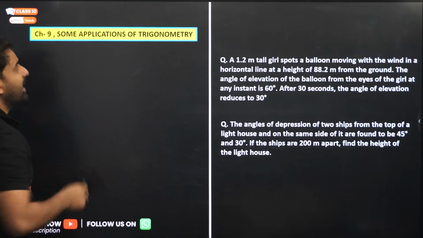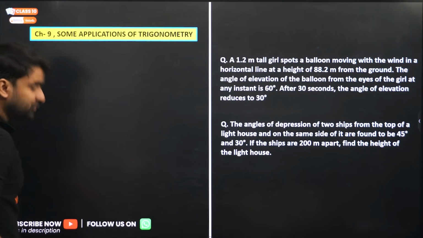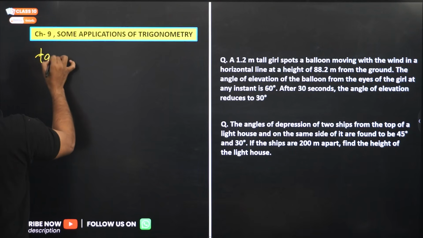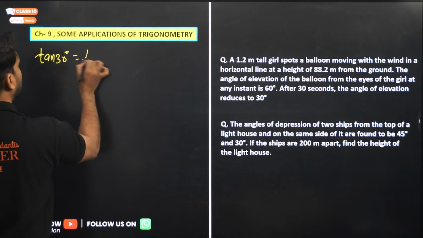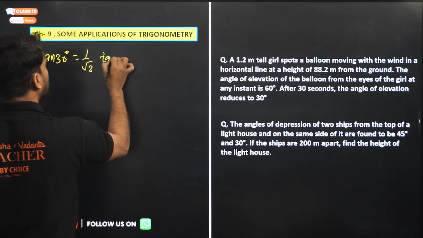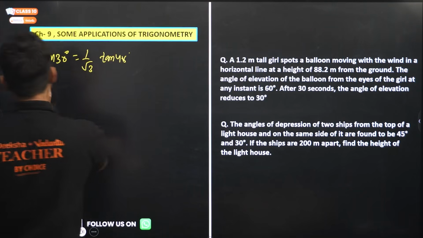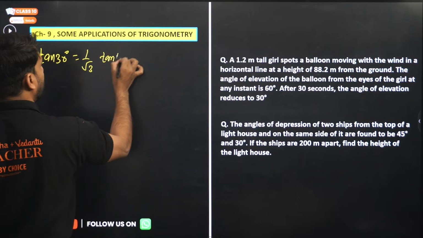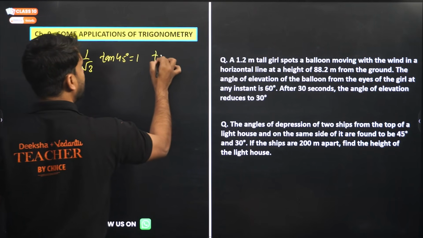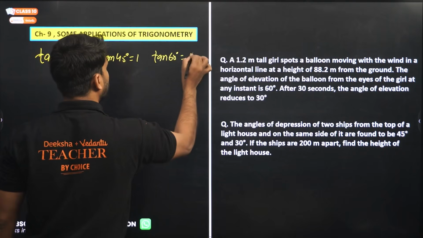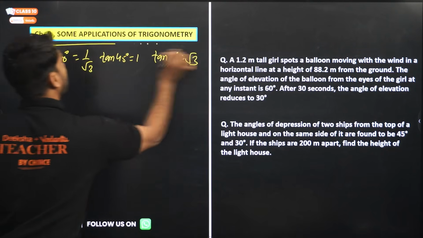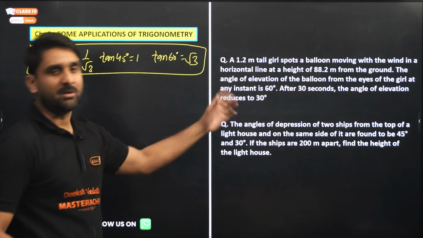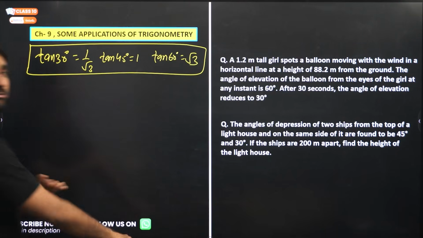Now chapter number 9, some applications of trigonometry. My dear, in some applications of trigonometry, first let me tell you, tan values play a very important role. Tan 30 is 1 by root 3. Tan 45 degree is 1, and tan 60 degree is root 3. So please memorize and keep these values in your mind if you are doing questions of some applications of trigonometry. These 3 values play a very important role.